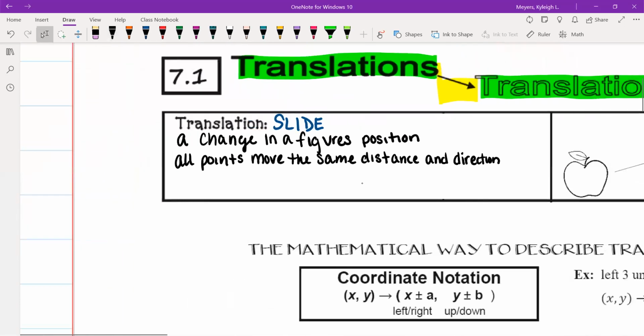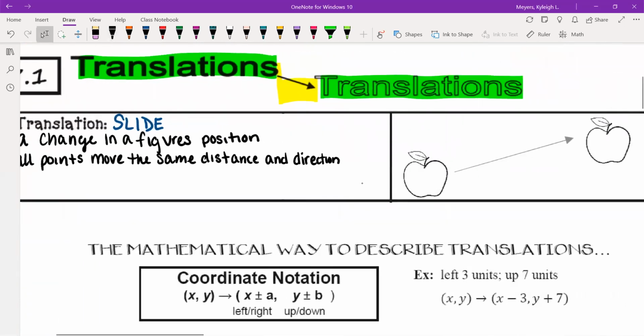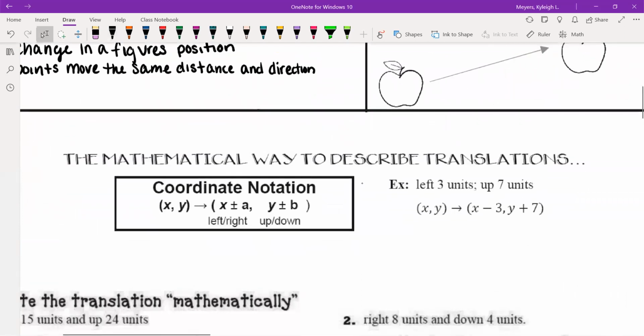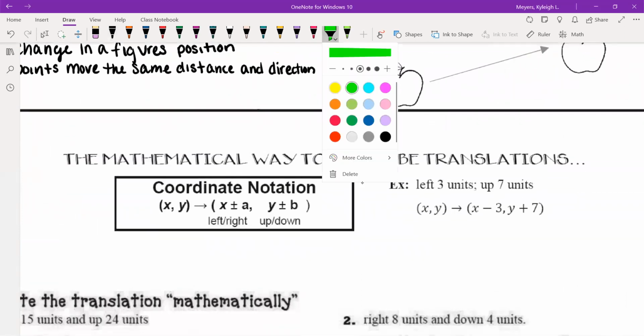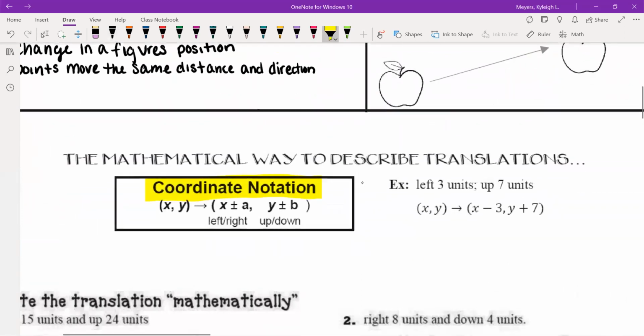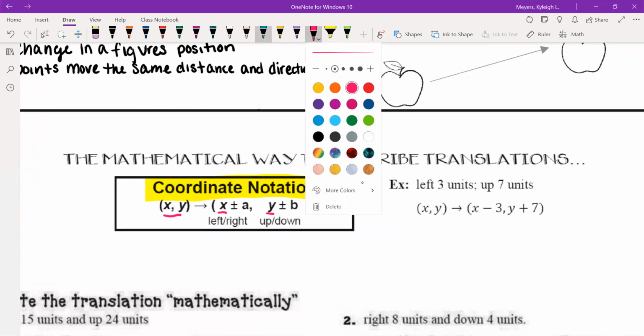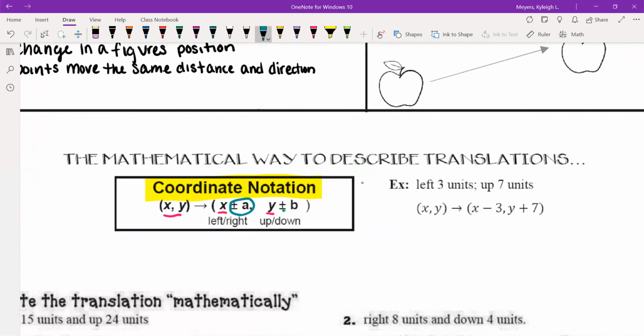So there's a mathematical way to describe translations. You're going to use something called coordinate notation, where you always write x comma y. We always write x and y, but then we change this a and this b. They change depending on what's happening in that problem.